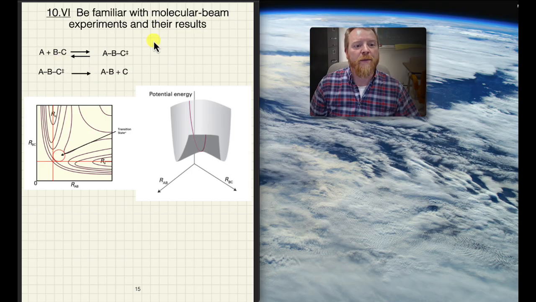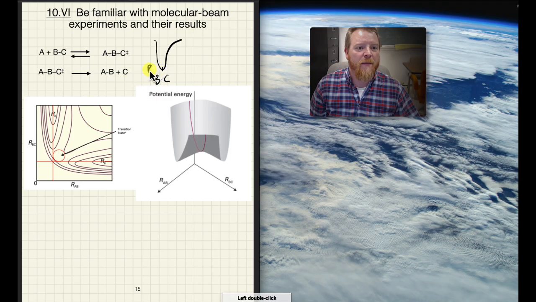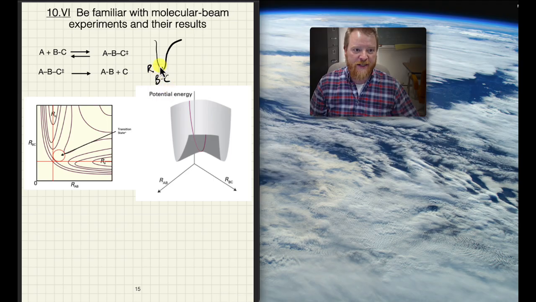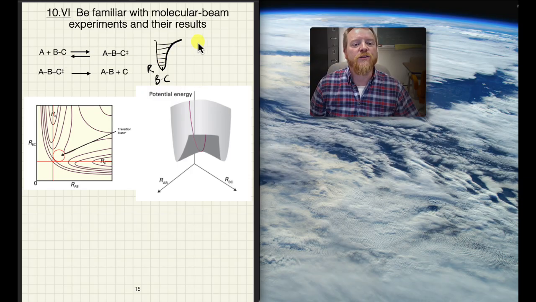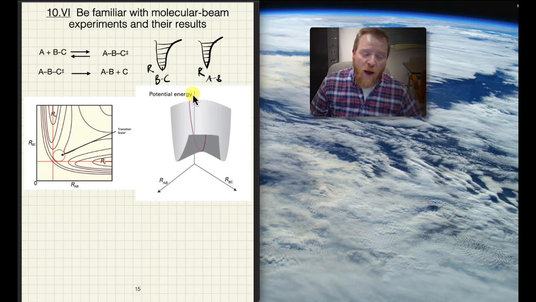We know that we can make a potential energy surface from the BC molecule, where this minima describes the minimized radius of that BC. And of course, there will be energy levels, vibrational energy levels within that BC molecule. We can also create a potential energy surface of the product, the AB molecule. The minima will correspond to that radius. And of course, there are also vibrational energy levels within that well.